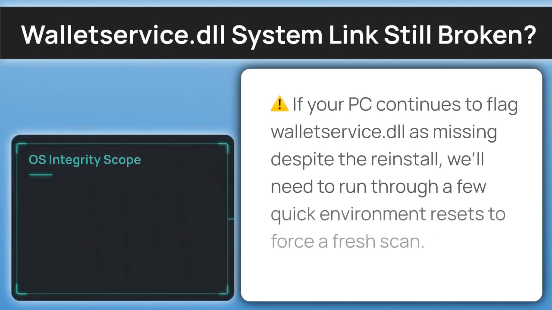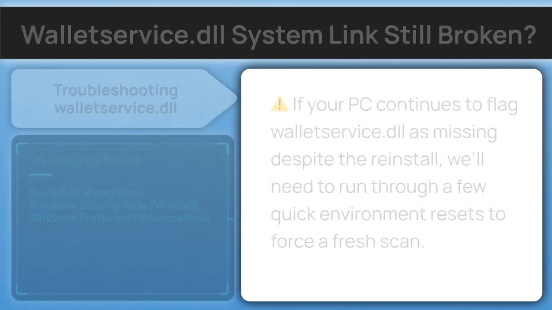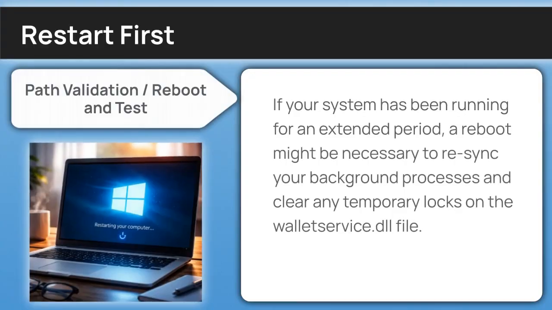If you're still finding yourself stuck after the reinstall, our next priority is to check for any active blocks in the system path. A simple restart can resolve file-in-use errors that mimic a missing Walletservice Library message. It's a low-effort step that ensures your operating system starts with a clean execution stack.